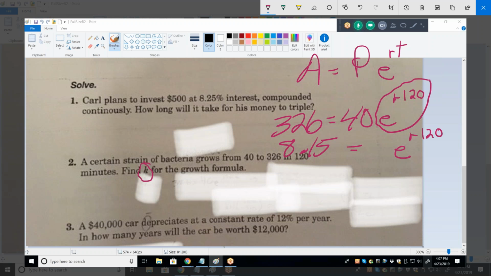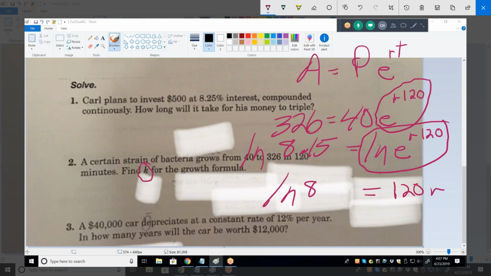Next step. So take the natural log of both sides. And then you're going to get to a point where when you see that, you know it's always equal to the exponent, no matter what the exponent is. So I can immediately write 120R equals natural log of 8.15. So what's R equal to? R is equal to the natural log of 8.15 divided by 120. Pretty basic, all of these.